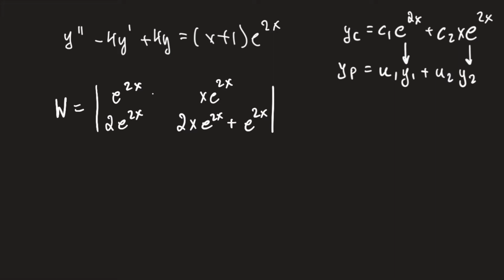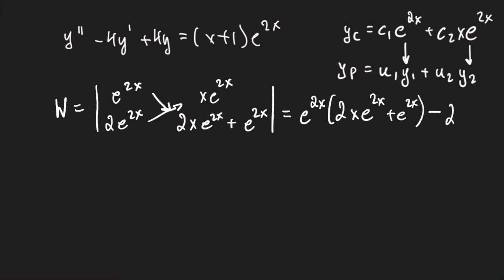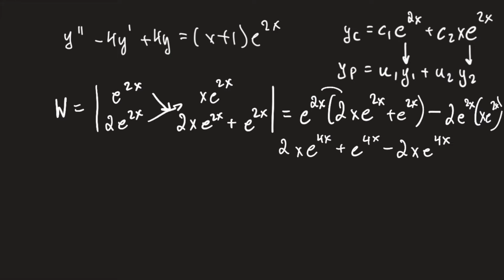Now that we've found this matrix, we have to find its determinant. Determinant is found by multiplying the top left with the bottom right and subtracting product of bottom left and the top right. So I multiply e to the 2x times 2x e to the 2x plus e to the 2x, and then I'm going to subtract product of 2e to the 2x times x e to the 2x. Now I'm going to distribute, giving me 2x e to the 4x plus e to the 4x minus 2x e to the 4x. Notice those two cancel, and I am left with e to the 4x, which is my W.